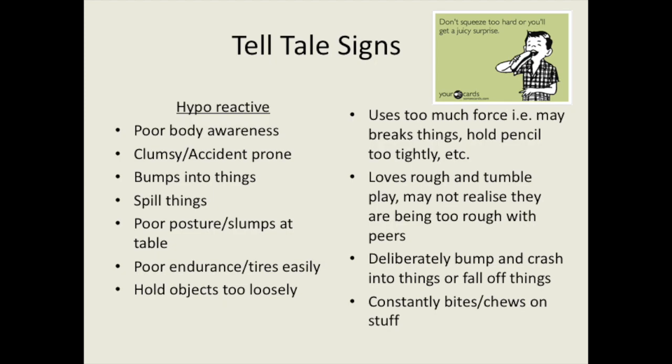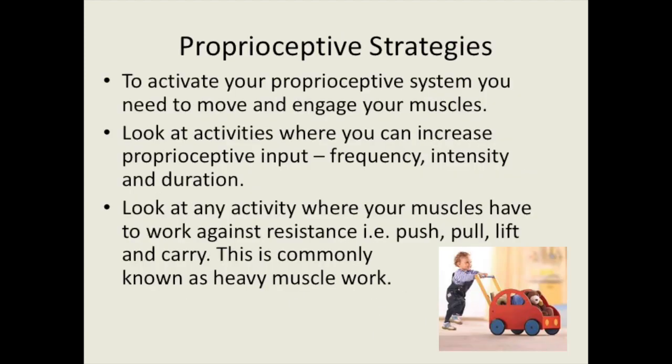Sometimes they may use too much force. They may break things, for example, holding a pencil too tightly. They may love rough and tumble play. They may not realise they are being too rough with their peers. And they may deliberately bump and crash into things or fall off them. And they may constantly bite or chew on stuff.